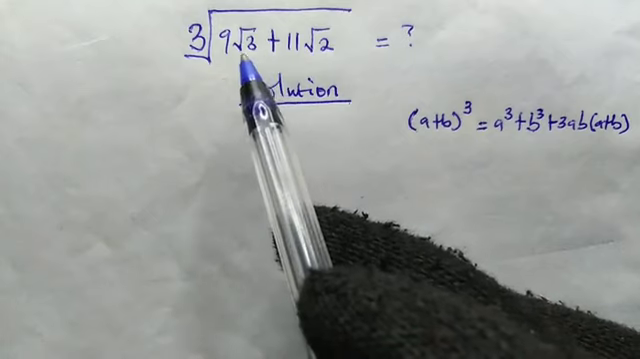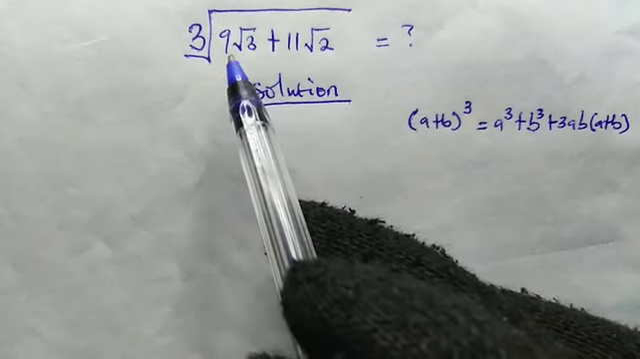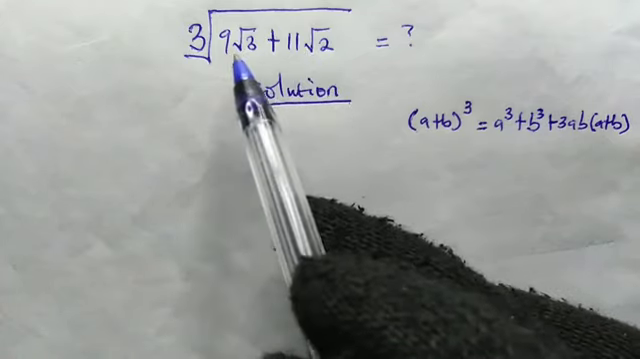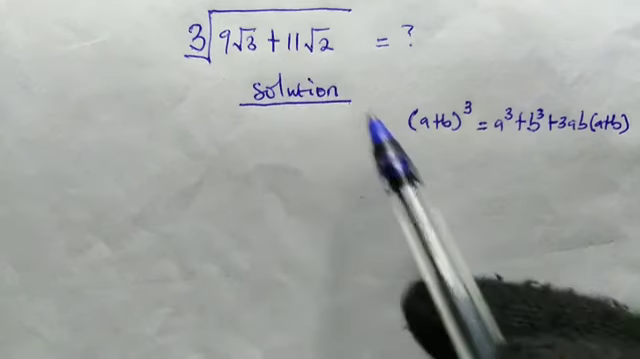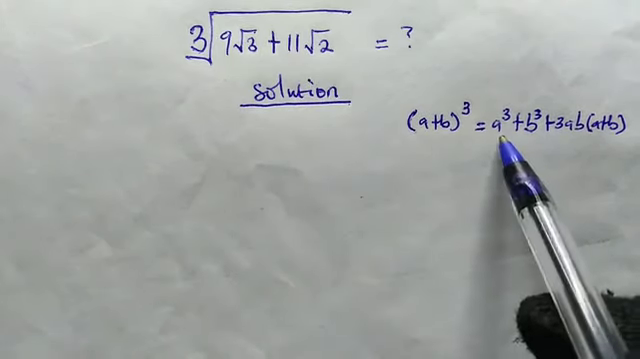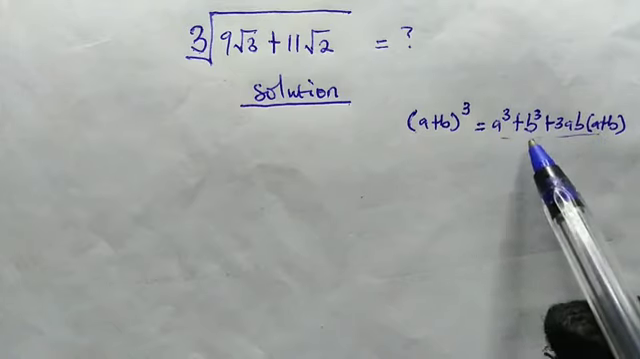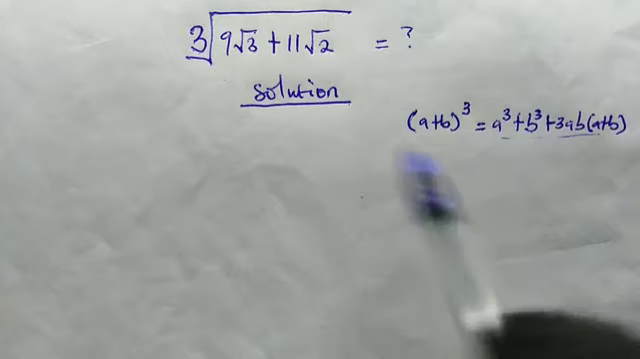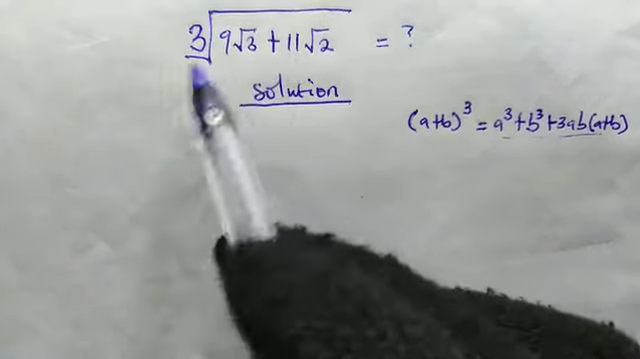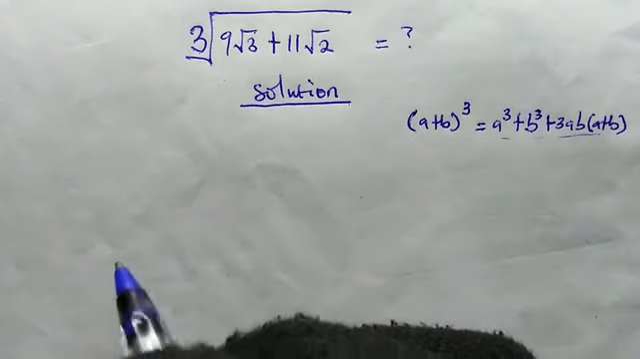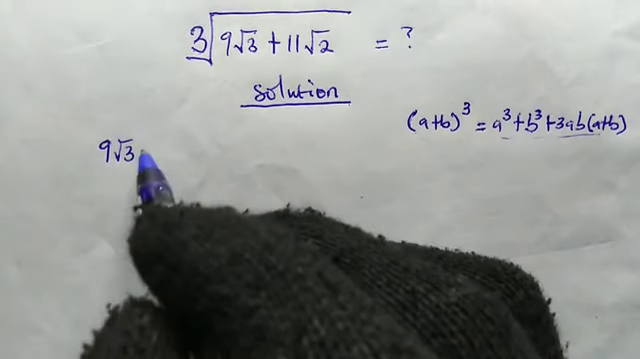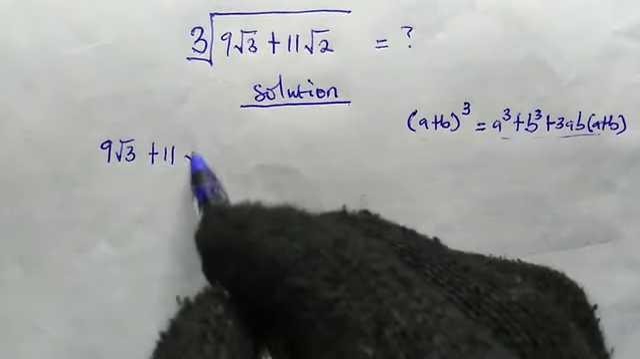Our target here is to rewrite this 9 root 3 plus 11 root 2 to look exactly like this, so that we will know that it is the expansion of a binomial. Now let's see how we are going to manipulate the argument of this cube root function here. So here we have 9 root 3 plus 11 root 2.